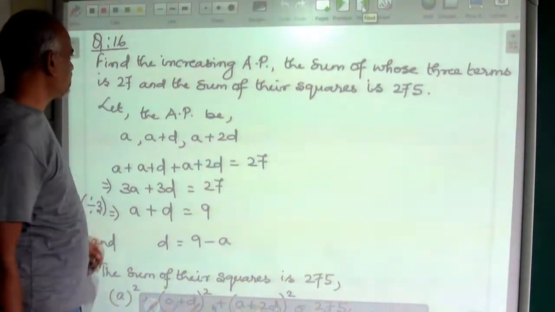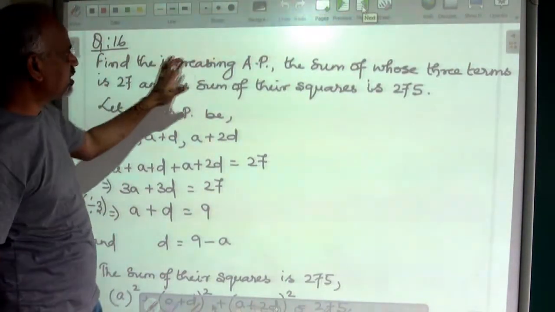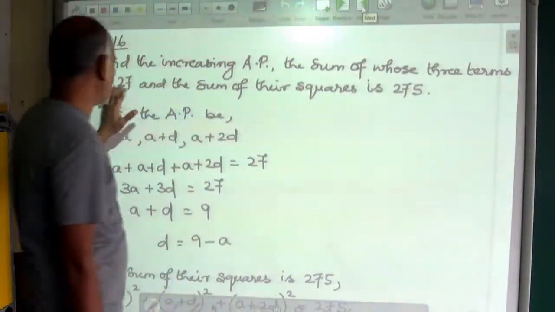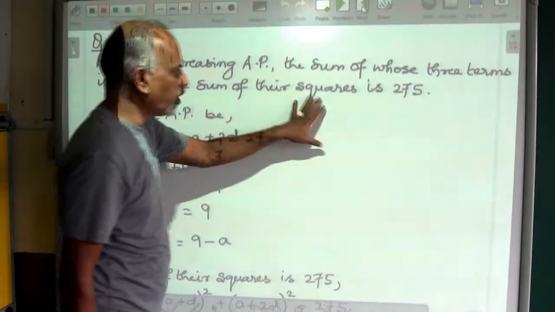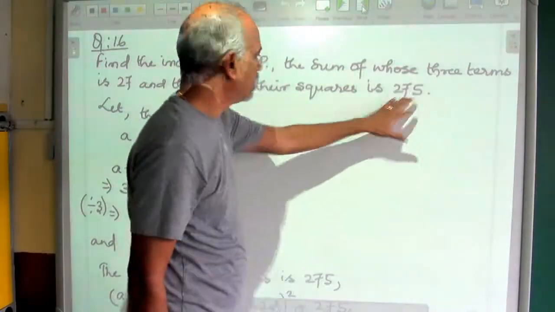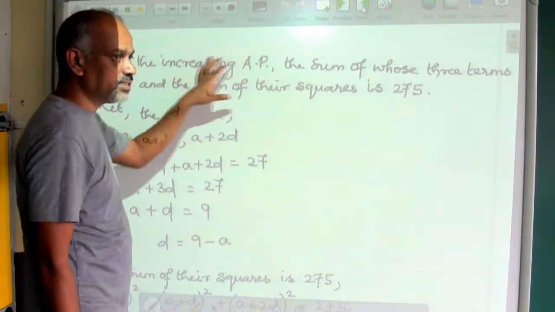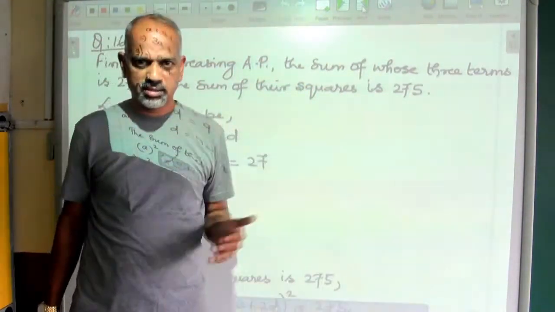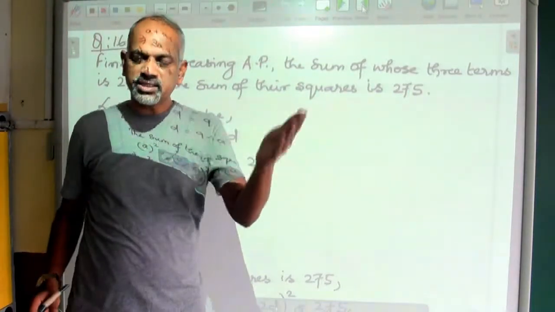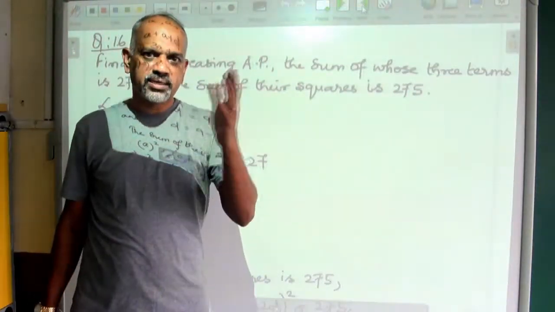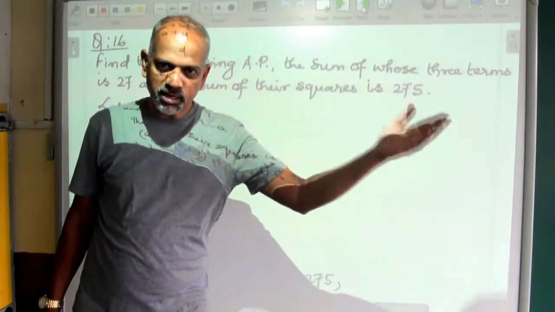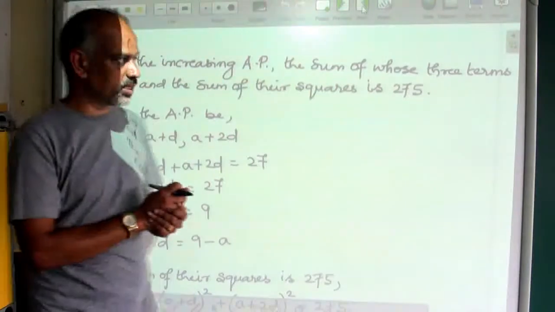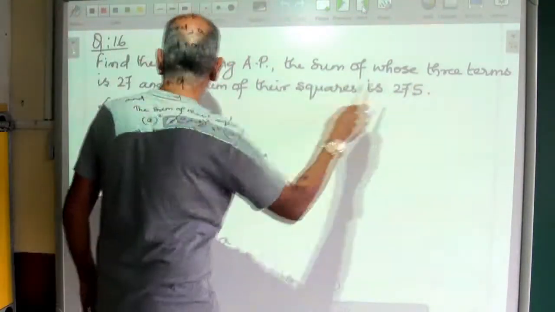Next is question number 16. Find the increasing AP, the sum of whose three terms is 27 and the sum of their squares is 275. Question is, find the increasing AP. The AP which is going to be here is in increasing order. First term, next term must be more than the first term. The second term you get, the third term must be more than the second term. That's the increasing AP.